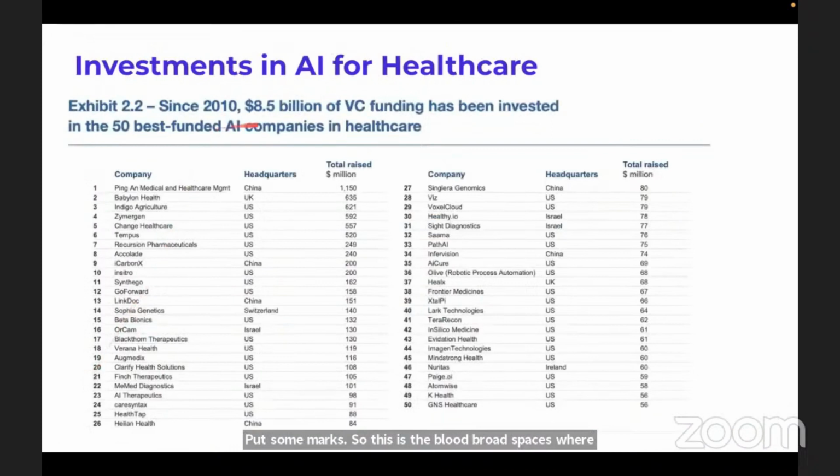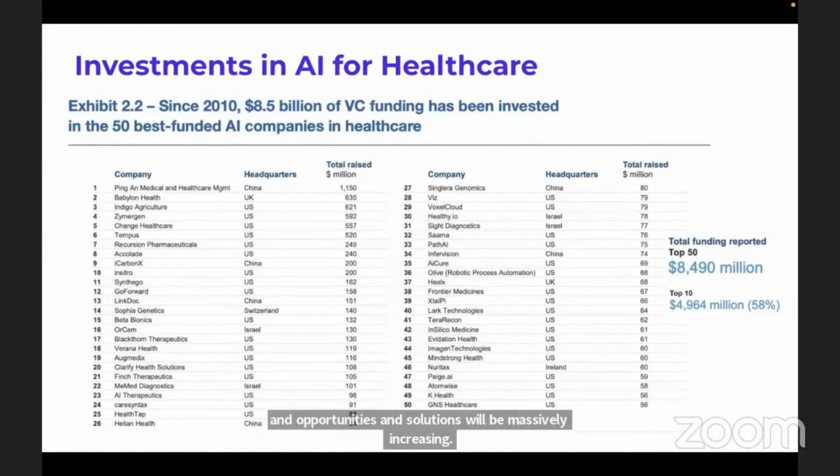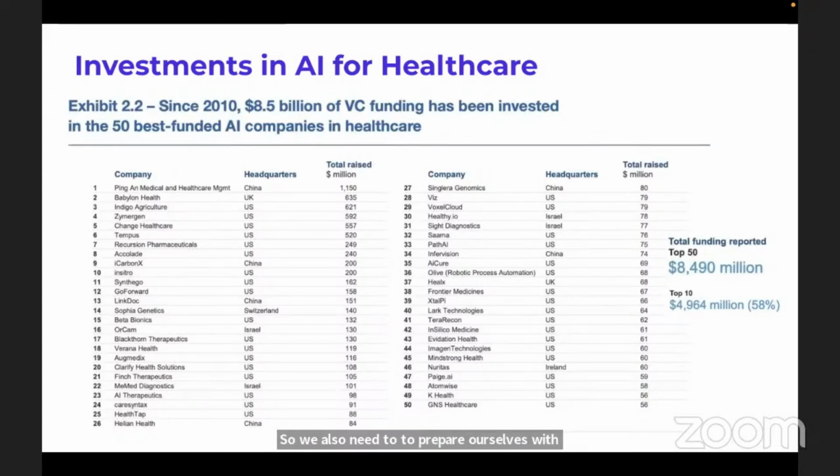And if I just tell you from the company names, this can be, I guess, the top 50 companies with the headquarters and total amount of million raised. You can see that almost it's $8490 million, which is the top 50 funding reported, and the top 10 has around 58% of this entire funding which has been raised. So it's a big investment from VC funding, and opportunities and solutions will be massively increasing. So we also need to prepare ourselves with the right kind of knowledge and expertise.